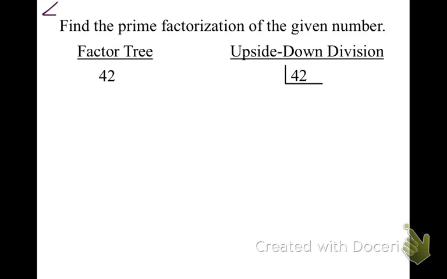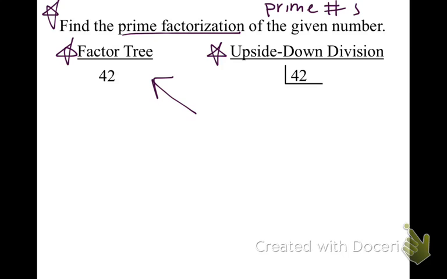Now go and write down the directions. We're going to find the prime factorization. Remember, we're looking for prime numbers. Now I'm going to show you using the factor tree as well as something called upside down division. So make sure everything's in your notes, and now we're going to focus on the factor tree first.